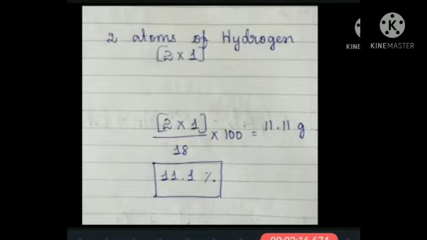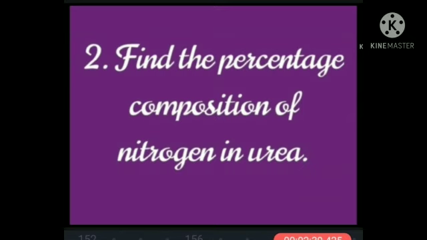What they have asked, the percentage composition, we have to write in the numerator, and the relative molecular mass we have to write in the denominator. Once again I am repeating: here we are finding the percentage composition of hydrogen. So hydrogen's weight, that is 2 into 1, according to the formula we write in the numerator, divided by the relative molecular mass in the denominator. So 2 into 1 by 18 into 100, which is 11.1 percent.